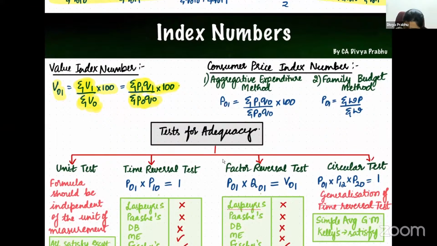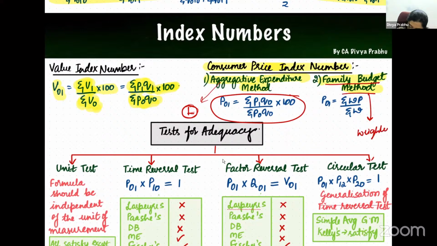Next, consumer price index number. To find the consumer price index number, we have 2 methods. One is aggregative expenditure method. One more is family budget method. Now, this aggregative expenditure method is just like your last year's method's formula. How do you calculate the price index number as per last year's method? Same formula will come here. Got it? And family budget method is just like your weighted average of relatives method.